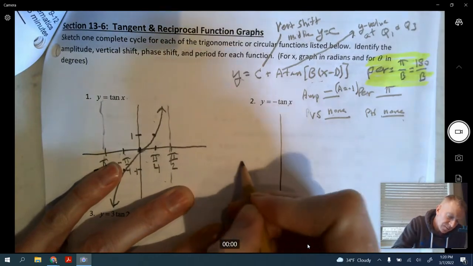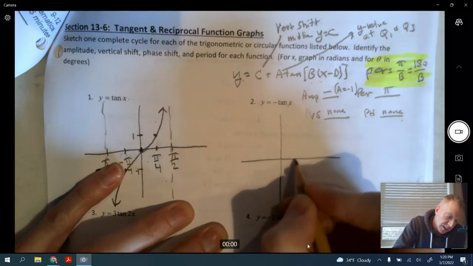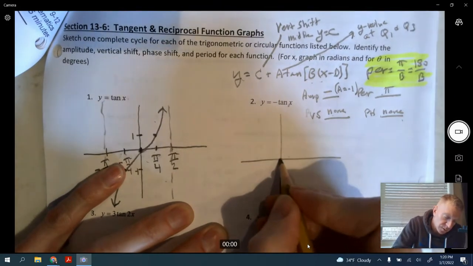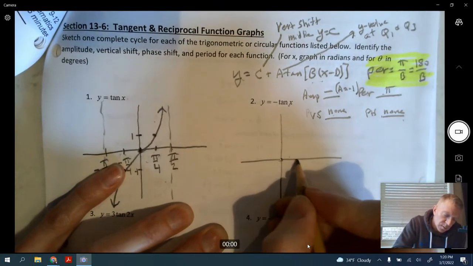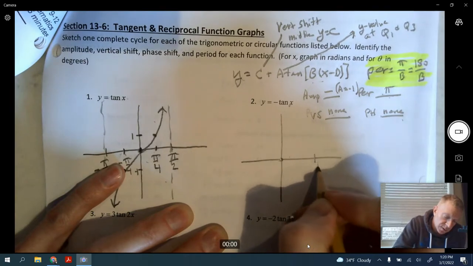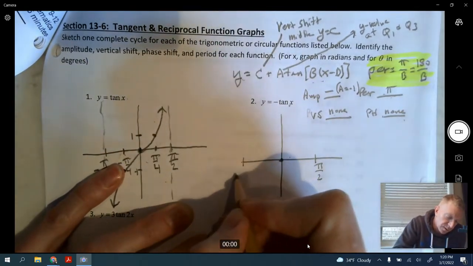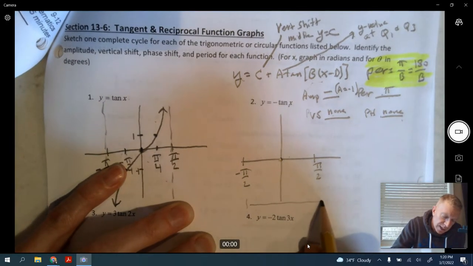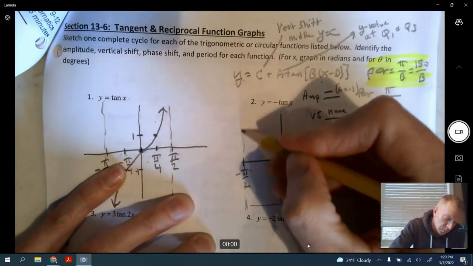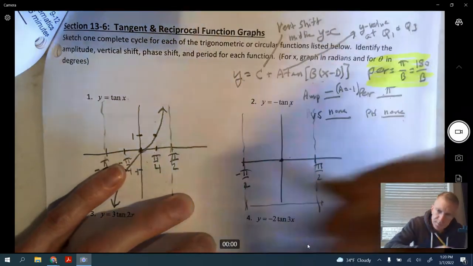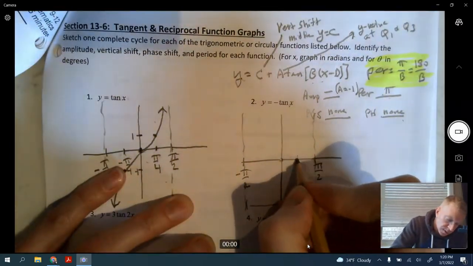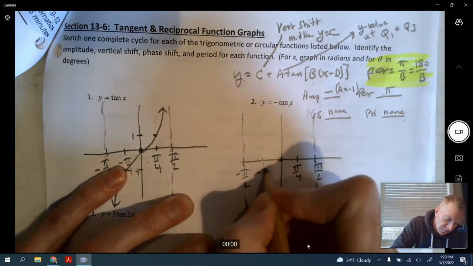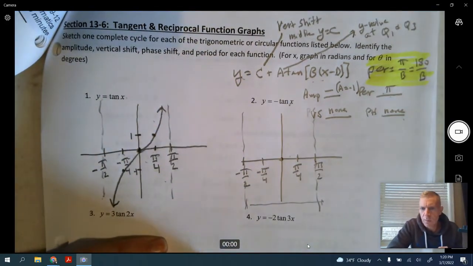Now a lot of times when you graph this, we're going to first graph the period, which is pi, and there's no horizontal shift, so we know it goes through here. We're going to go half of the period to the right, which is pi over 2, and half of the period to the left, which is negative pi over 2. So the distance from asymptote to asymptote is 1 pi. We're going to draw our quarter marks. It's going to be pi over 4 and negative pi over 4, at the quarter marks.